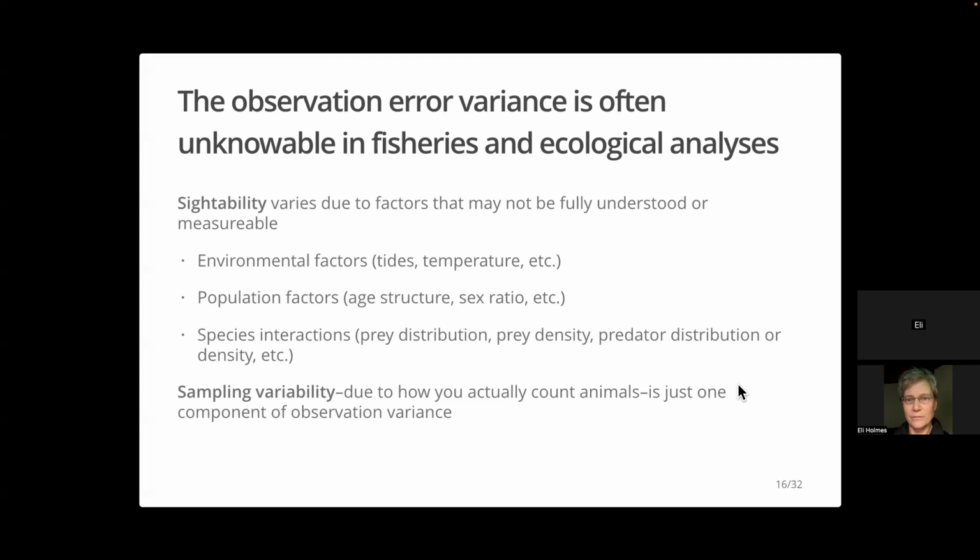And there's all kinds of things that make our estimates variable. Animals respond to the environment, and they may become more cryptic or just not visible in different conditions. There are population factors that change how visible they are. There are species interactions. So if a whole bunch of killer whales came by that island right before we photographed, a whole lot more of those sea lions would be out on the rocks and visible.